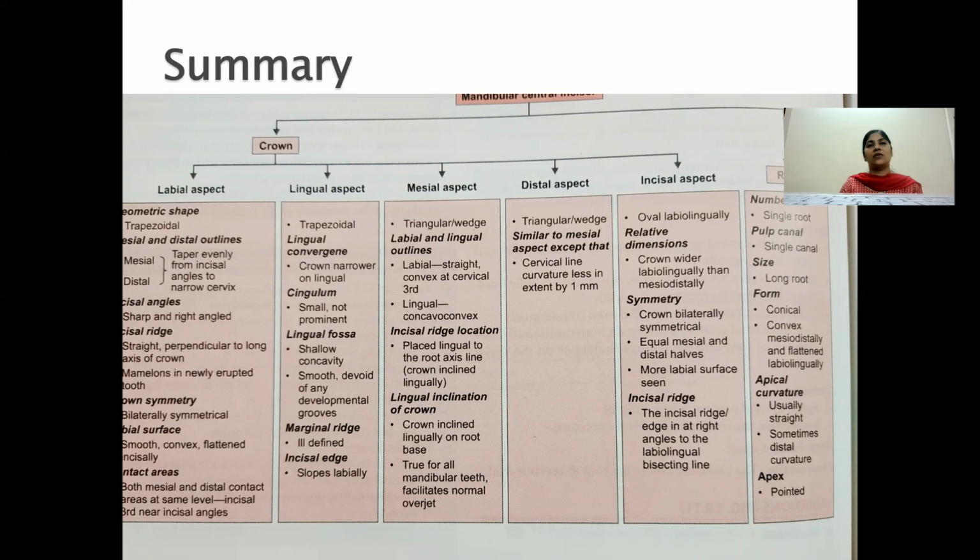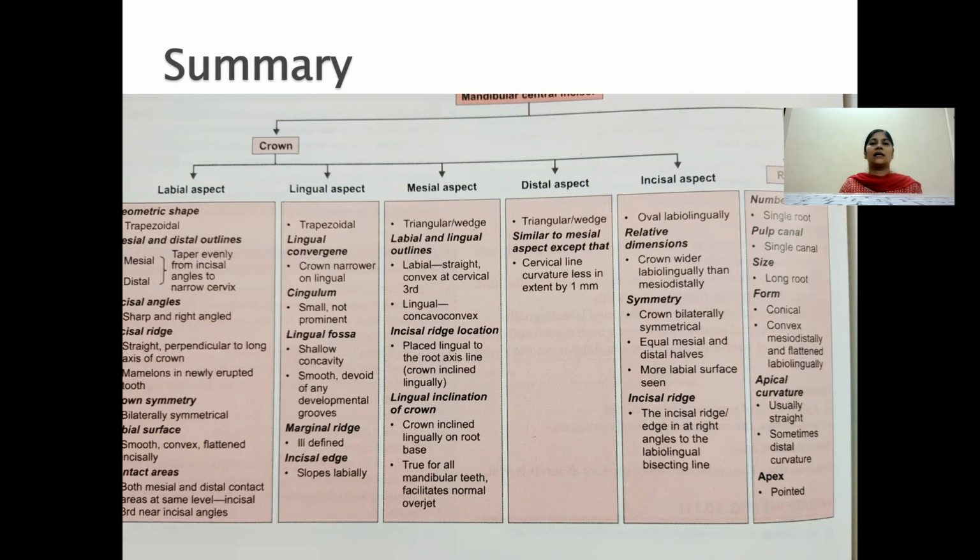The next aspect is the mesial aspect. It is wedge-shaped. Labial and lingual outlines: the labial outline is straight, and it is convex only at the cervical third. You can see a slanting, straight line from the cervical third to the incisal edge. Lingually, it is concave or convex, so the cingulum and the lingual fossa make it more concave or convex. Convexities and concavities will be noted. The incisal ridge is placed lingual to the root axis line. The crown is inclined lingually on the root base. This is true for all mandibular teeth, and it facilitates the normal overjet.